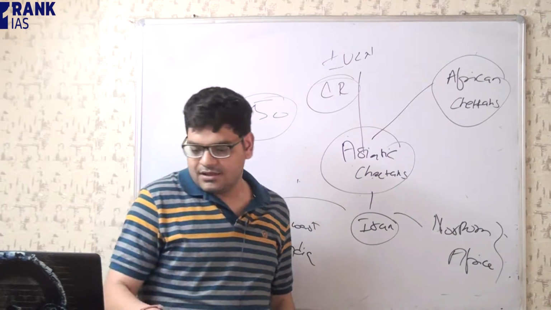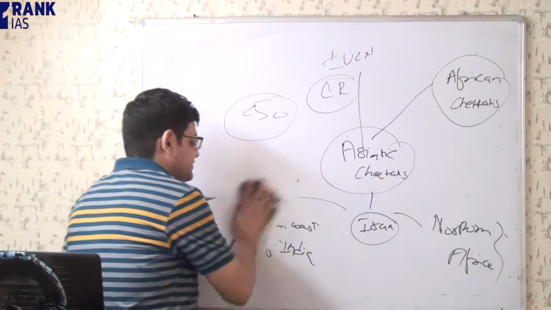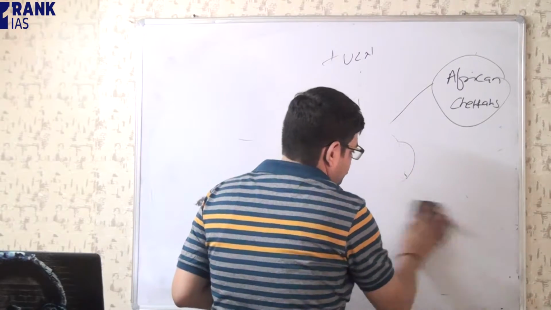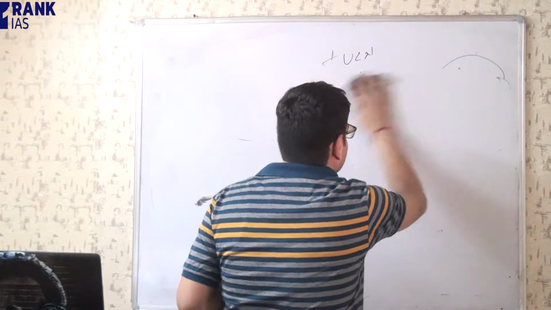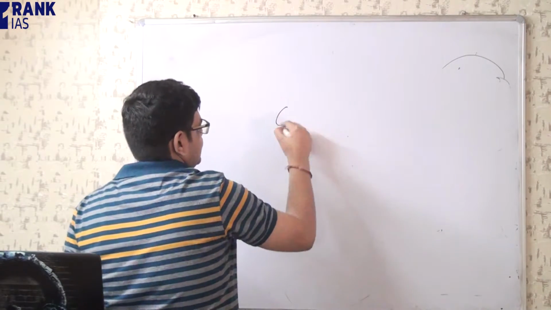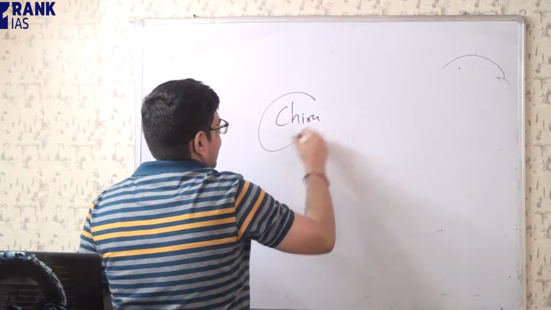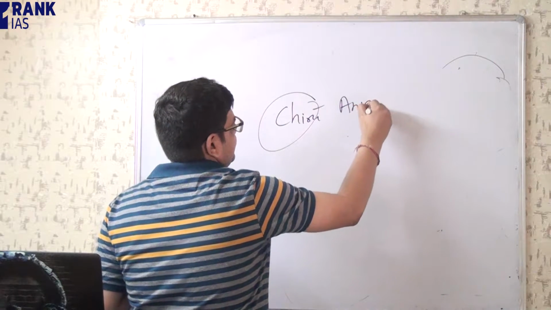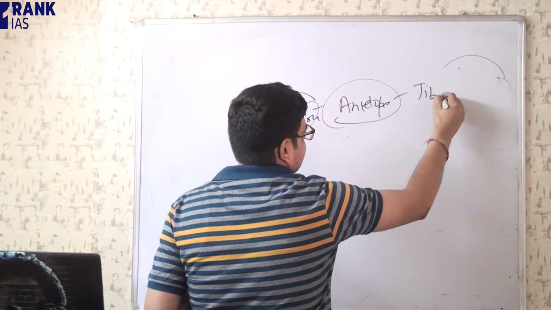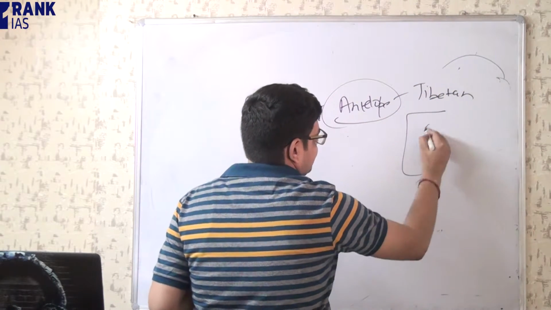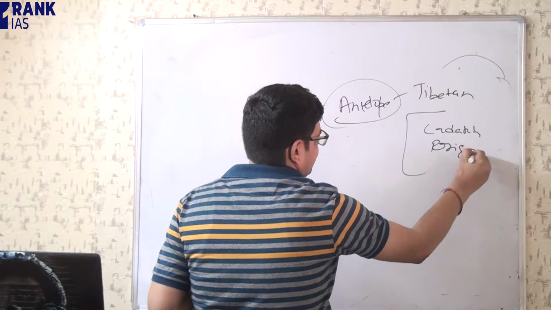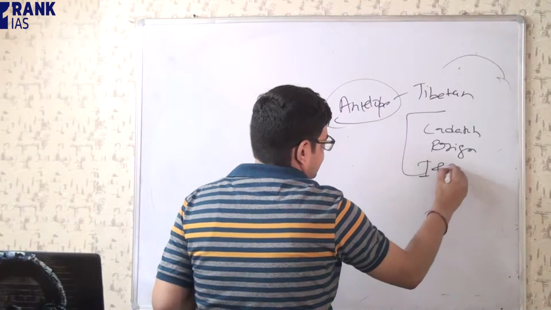Now another endangered animal is the chiru. I think in 2014 or 15 they asked about Chiru. It's an antelope, it's like a deer. It is found in the Tibetan region. So in the Ladakh region of the Himalaya, or you can say in the Ladakh region of Jammu and Kashmir, this Chiru antelope is found.